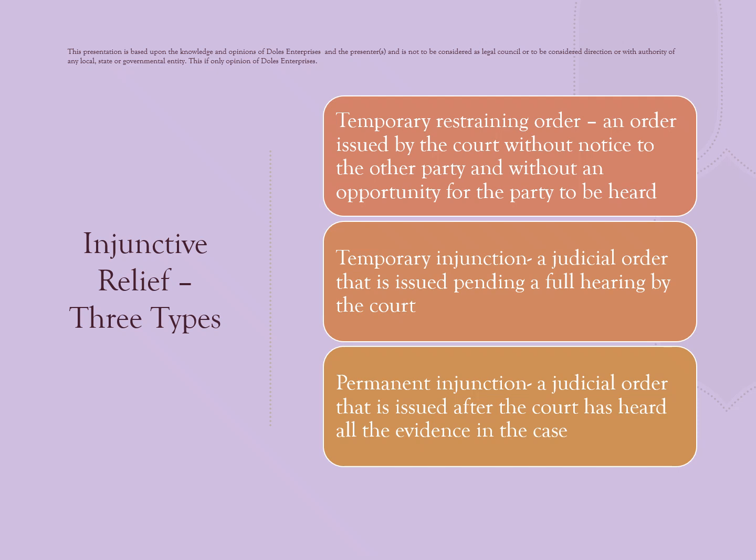In almost every jurisdiction in the United States today, injunctive relief is broken into three types: a temporary restraining order, a temporary or preliminary injunction, and a permanent injunction. A temporary restraining order is an order issued by the court without notice to the other party and without an opportunity for the party to be heard. A temporary injunction is a judicial order that is issued pending a full hearing by the court. And a permanent injunction is a judicial order that is issued after the court has heard all the evidence in the case.